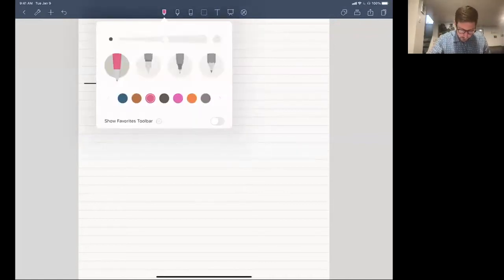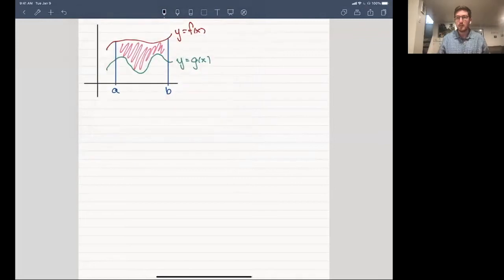And so what we can see is that if we were to calculate the definite integral of f of x from a to b, we would get all of the pink shaded region, and then we would also get all of this black shaded region as well. But if we calculate the definite integral of g of x from a to b, we would just get the black shaded region. So that means that if we subtract the definite integral of g of x from the definite integral of f of x, all between a and b, we will be left with exactly that pink region.